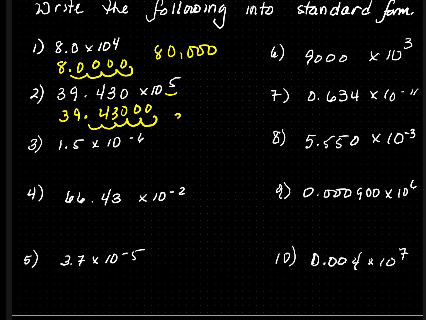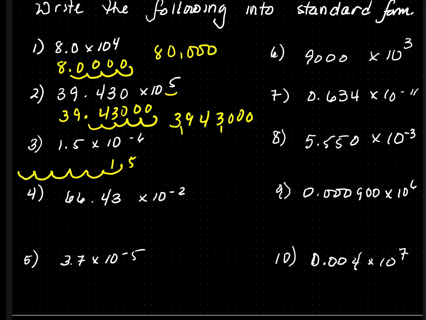I'm going to rewrite it to clean it up. And so it's going to be 3,943,000. On number 3, we have 1.5 times 10 to the negative 6. Since this is a negative exponent, I know my number is small. I need to move the decimal to the left. So I locate the decimal, which is between the 1 and the 5, and I'm going to move it 6 times. 1, 2, 3, 4, 5, 6.